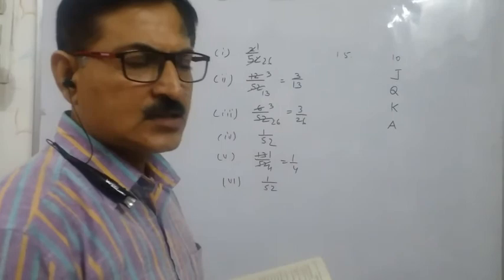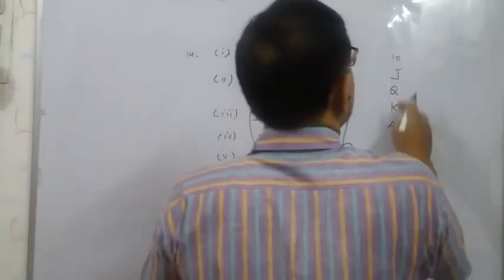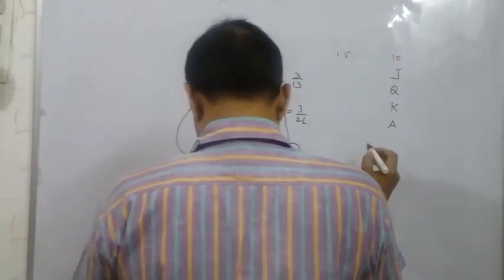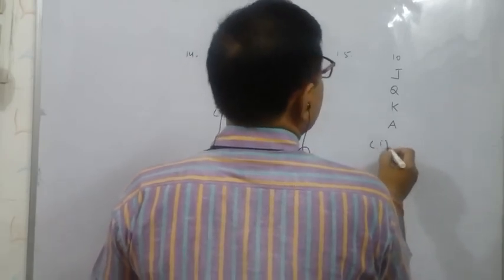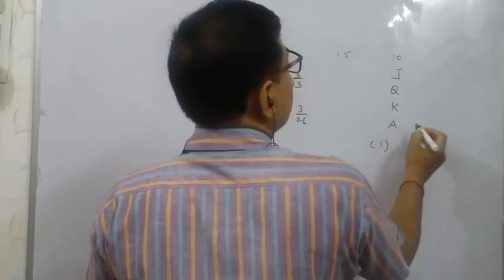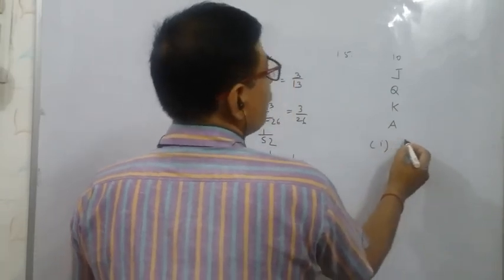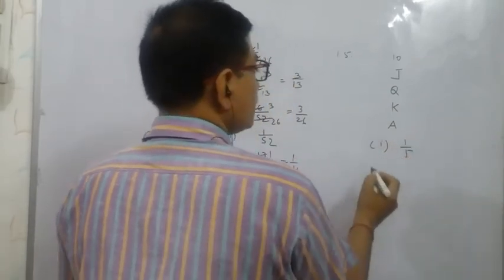Now the total number of cards is not 52. Now the total number of cards is what? That is 5. So the first case is saying, what is the probability that the card is a queen? So there the total number of cards is 5. The queen is only 1. So 1 out of 5. That will be your answer.